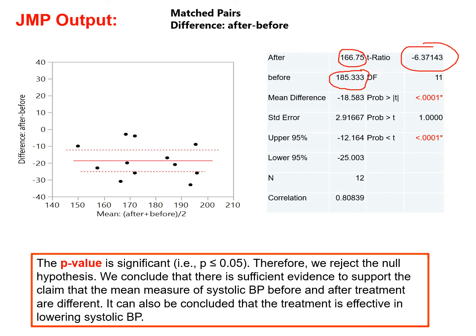Okay, but the p-value of the test will tell us if the difference is significant or not. Anyhow, the p-value is significant. It is less than 0.05. Therefore, we reject the null hypothesis. We conclude that there is sufficient evidence to support the claim that the mean measure of systolic blood pressure before and after treatment are different. It can also be concluded that the treatment is effective because the mean decreased after use of the drug.